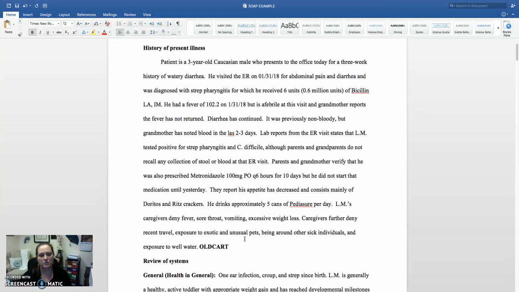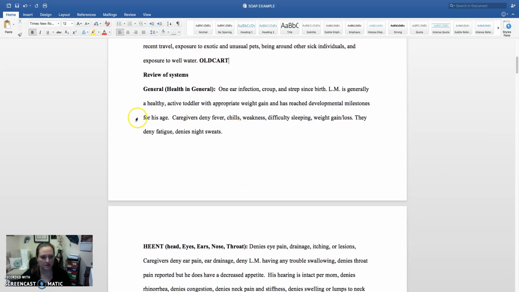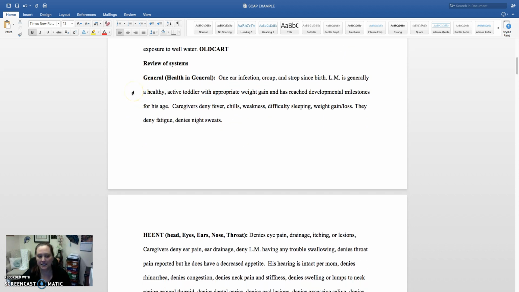So remember, the difference between the subjective and objective is that the subjective is what the patient tells you themselves. The objective is what you see with your eyes on your physical exam. Next, when you are doing a review of systems, it is essential that you are reviewing in depth an exhaustive list of that particular system.